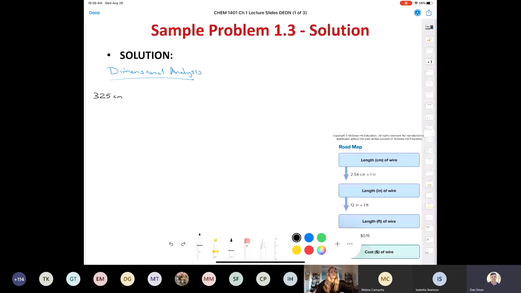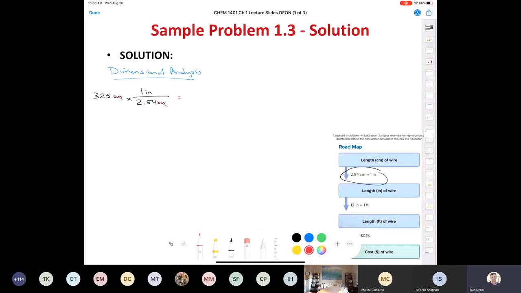So we're going to use the conversion factor that there is 2.54 centimeters in 1 inch. That's where we're going to start. So centimeters and centimeters are going to cancel out. If I was to stop right here, if I was to put an equal sign, what would my units be? It would be inches. That's not what I want. I need feet because I know the price of the wire in cents, or dollars rather, per feet.